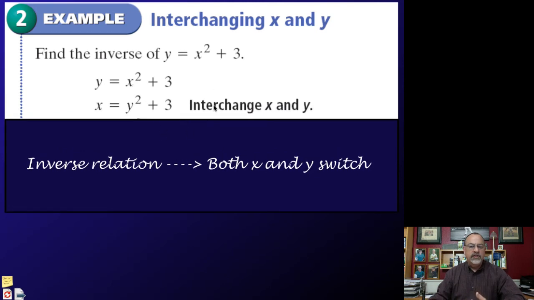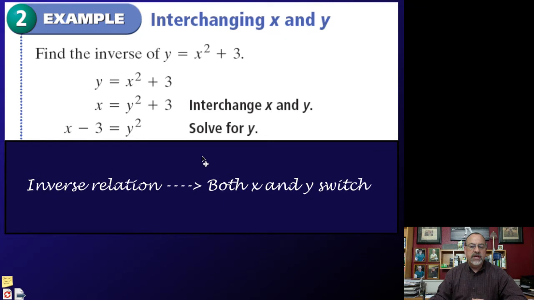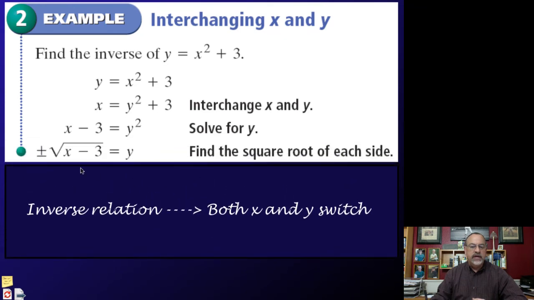Now all of our functions are solved for the y value. So after I switch them, it's just simply an algebraic exercise in solving for y. I'm going to subtract 3 from both sides and then take the square root, and so this would be the inverse of this function here. So the inverse of x squared plus 3 is plus or minus the square root of x minus 3. Again, one principle applied, different situation. X becomes y, y becomes x.